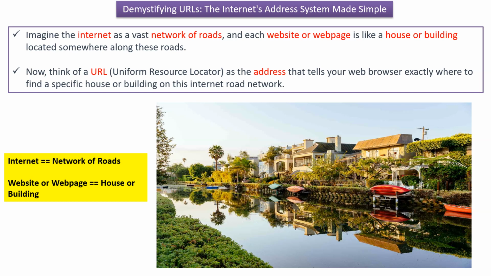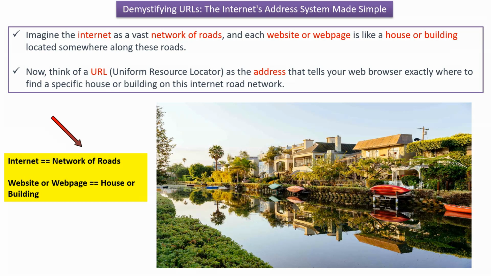In this video tutorial I will explain what is URL. We can imagine the internet as a vast network of roads, and in the internet each website or web page is like a house or building located somewhere along these roads. URL is nothing but uniform resource locator.